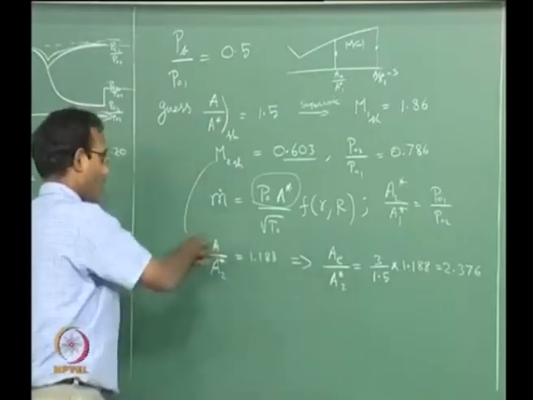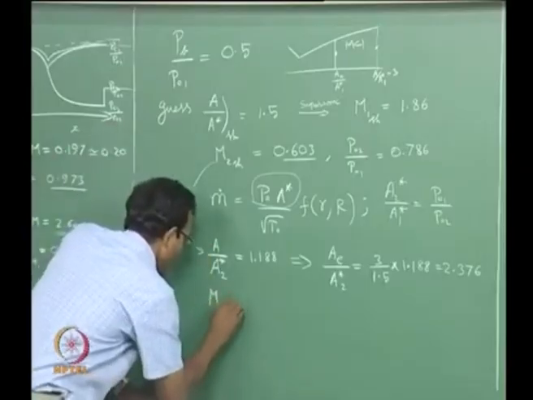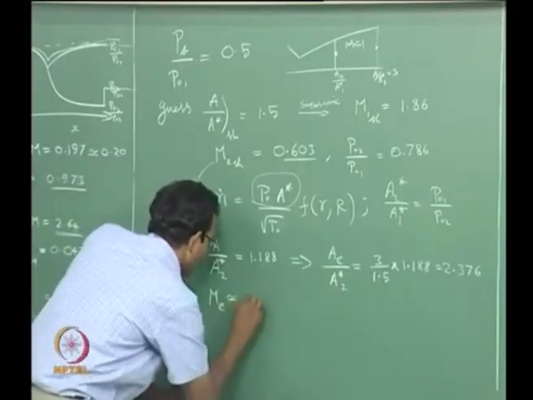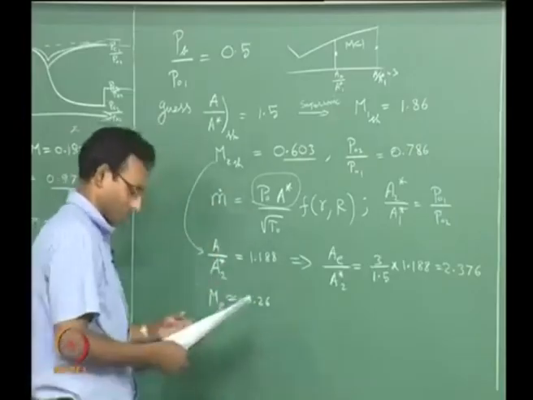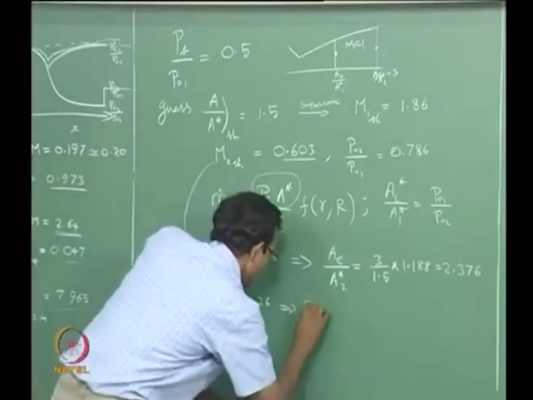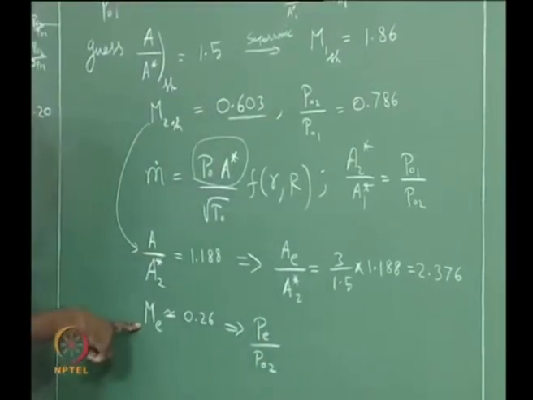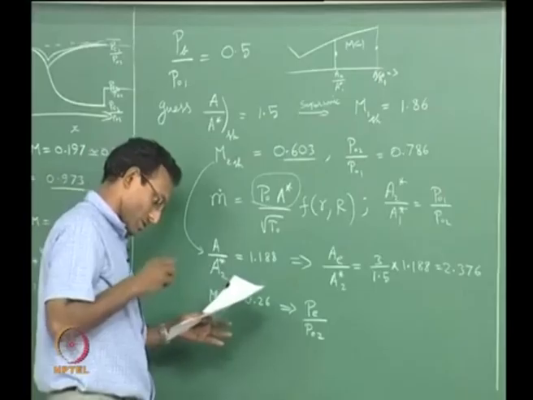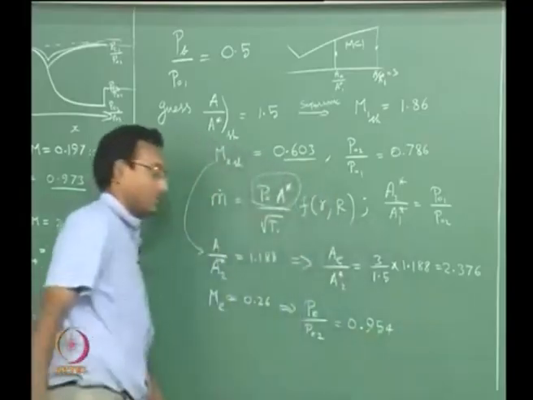So all I have to do is look up A by A star in the subsonic isentropic tables and find the subsonic solution for Mach number at the exit. That is going to give me a Mach number. I will put an approximately equal to sign here because the numbers are not exact. I did not want to interpolate. It is close to that, 0.26 roughly. So this is what my Mach number isentropic tables will give for P exit by P naught 2. That number happens to be 0.954. This is what it comes out to be.